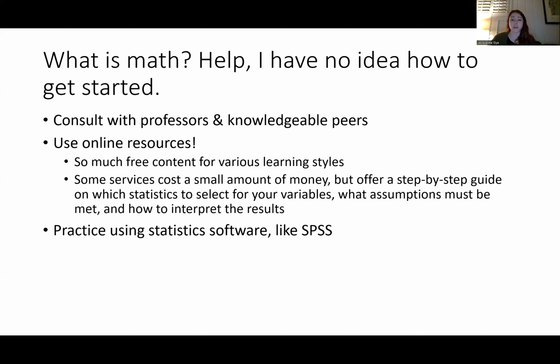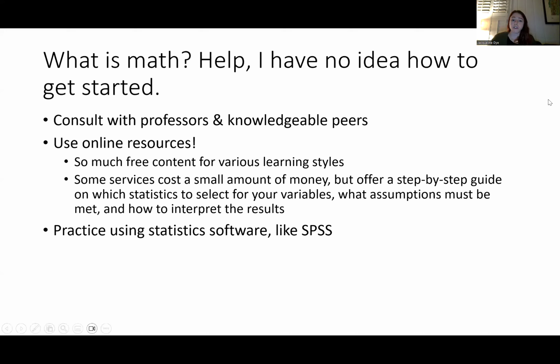Use online resources. There's so much free content on the internet right now for various learning styles, various different ways of explaining these concepts, and it's just excellent. There's also some services that cost, they're either free, I think, for a period of time. Maybe there's like a free trial, but then you can pay for really, really good services that will offer kind of a step-by-step guide on which statistics to select for your variables and what assumptions about the data have to be met. So is it parametric, not parametric? And then once you run your analyses, how to go ahead and interpret those results.